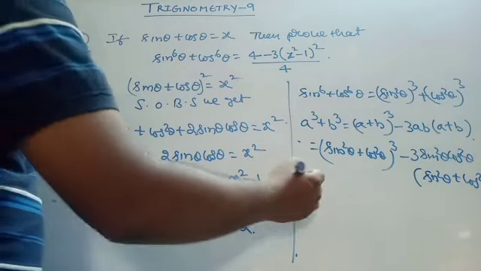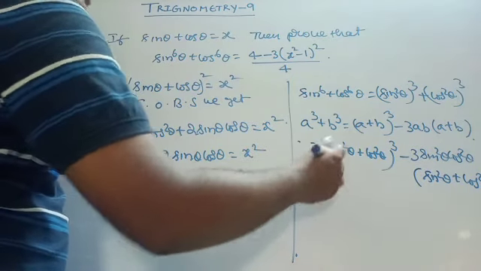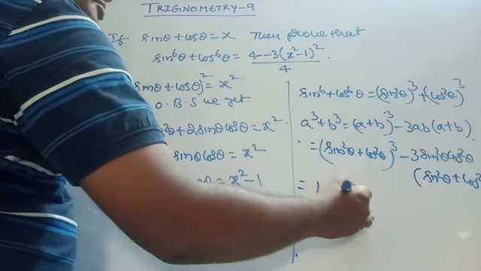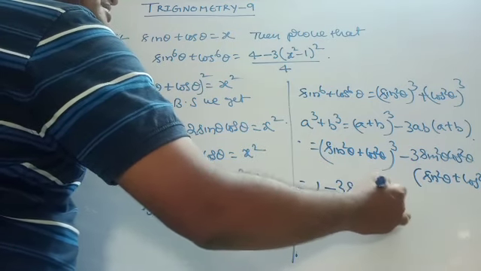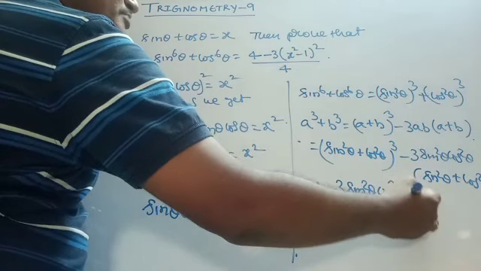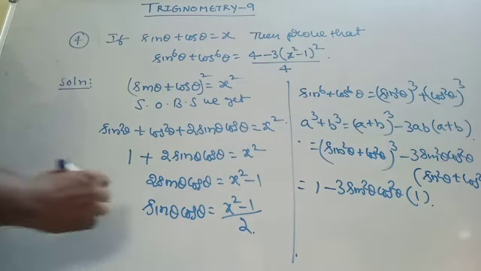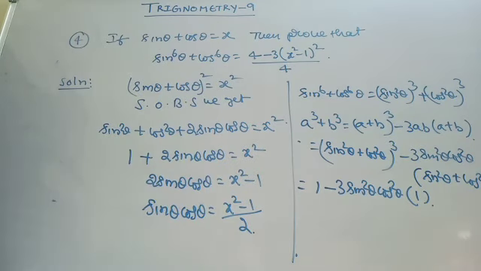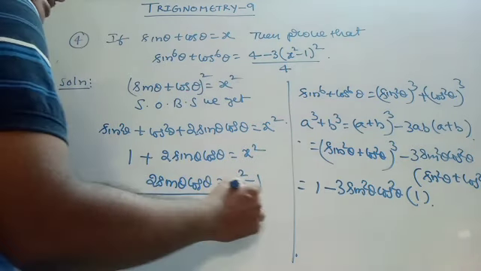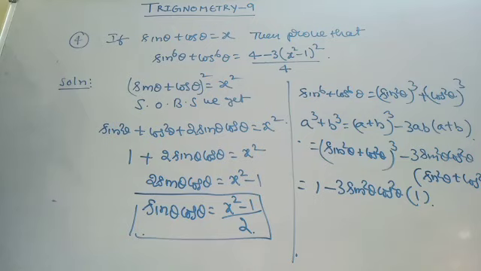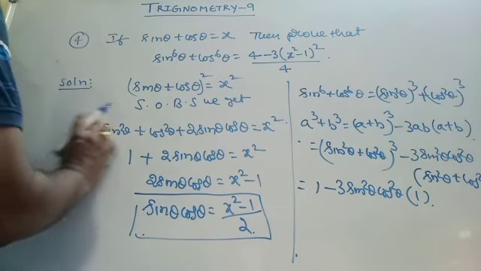Once we have got this, you see, my dear students, sin square theta plus cos square theta is 1, so 1 cube is 1, minus 3 into sin square theta cos square theta, and sin square theta plus cos square theta becomes 1. Now we have got 1 minus 3 sin square theta cos square theta, right? And we know sin theta cos theta as x square minus 1 by 2. Let us use this fact and substitute here.